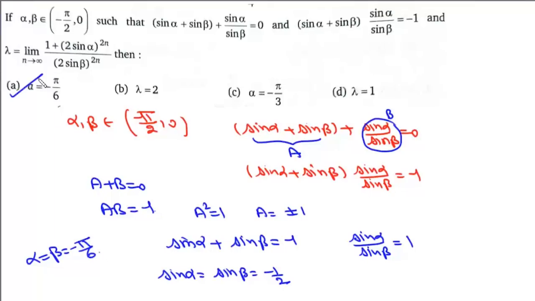Now we need to find the value of lambda. Now if we look at 2 sin alpha is minus 1. And the same way 2 sin beta is also minus 1. So this lambda will be 1 plus 1 upon 1, that is 2. So value of lambda is 2. So the correct options are A and B.